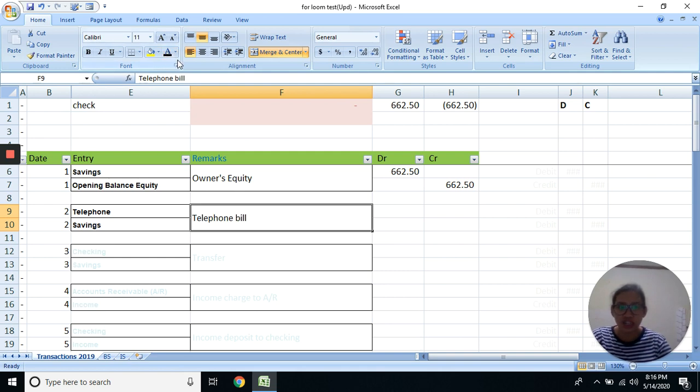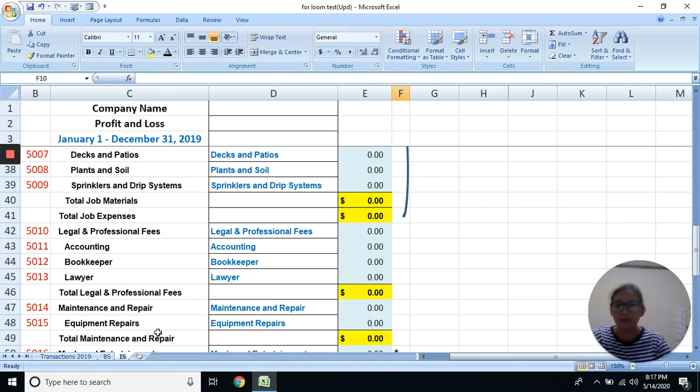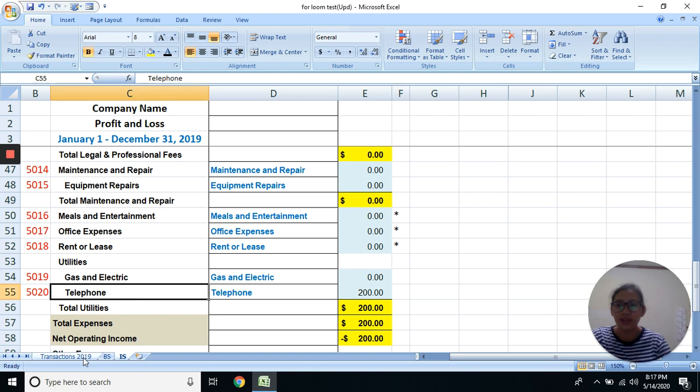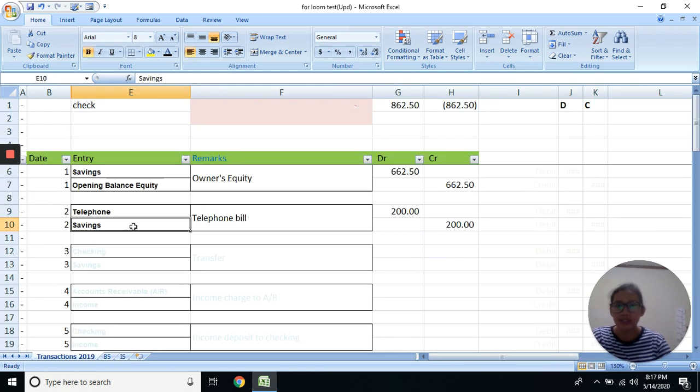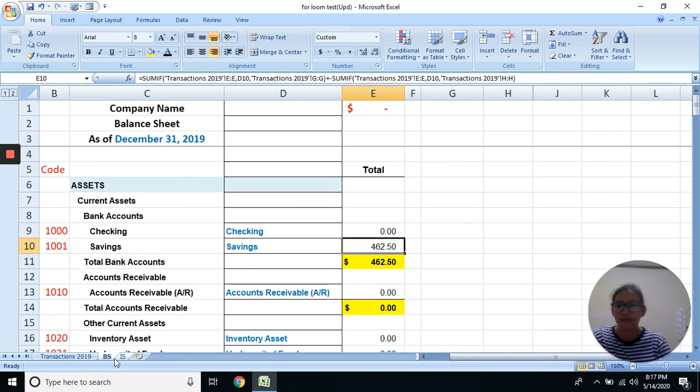The next transaction, we have a telephone expense in the amount of 200 US dollars. So the entry is debit telephone expense in the income statement, telephone, and credit savings. So there is a decrease in our savings account by 200.